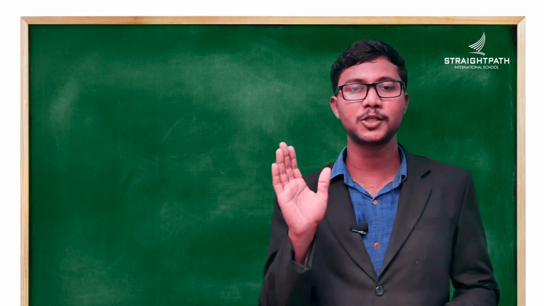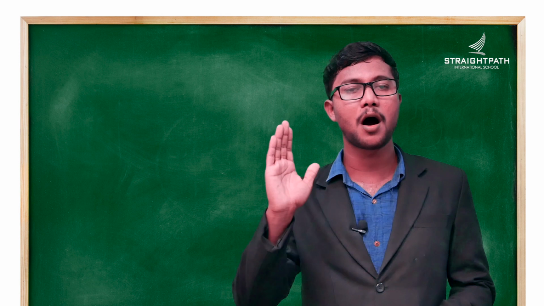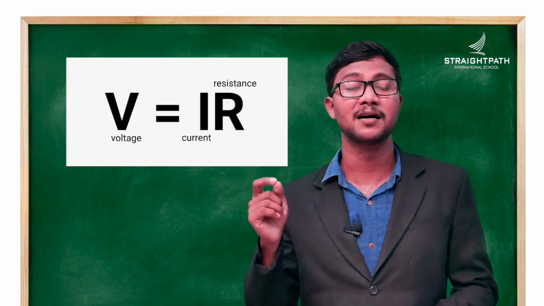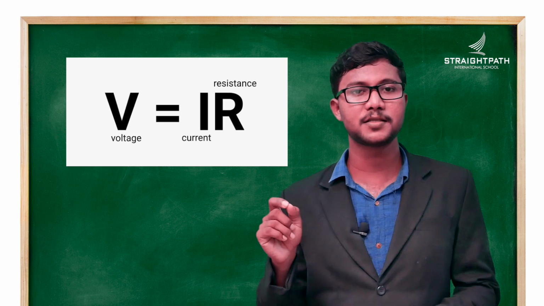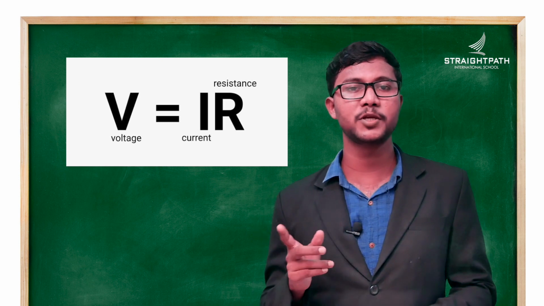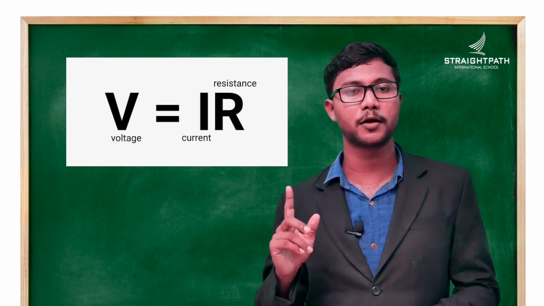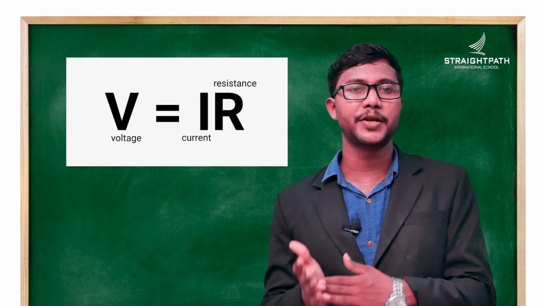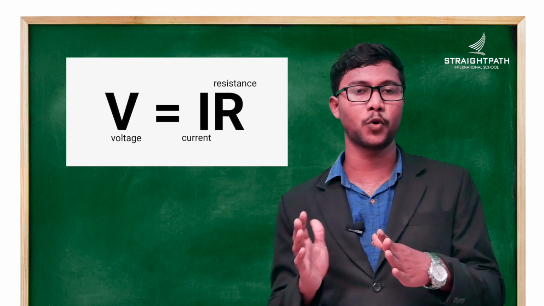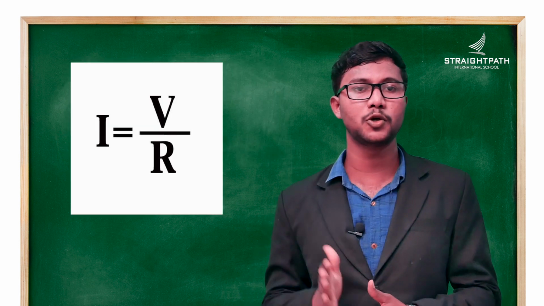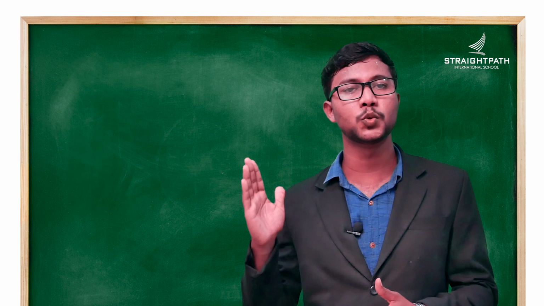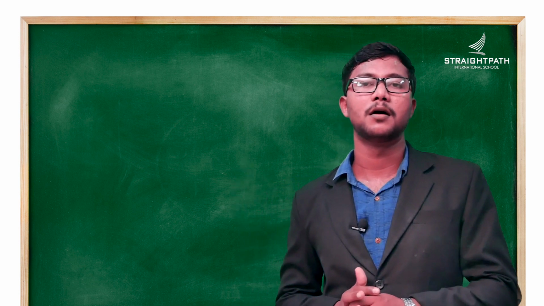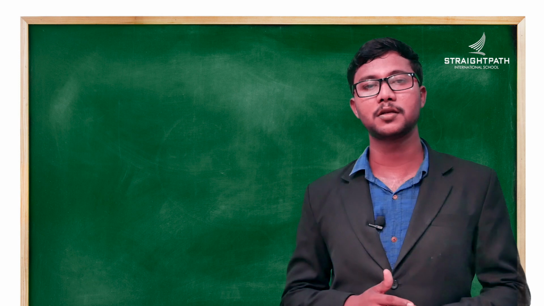So the equation will change into V equal to R into I, where R is the constant and its name is resistance. So your equation will be changed to V is equal to R into I. Then according to the question, you can change the equation appropriately. You can change it to I is equal to V by R or R is equal to V by I. That is according to the requirement.